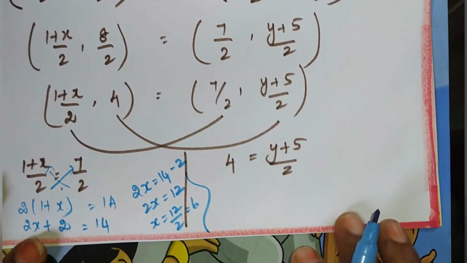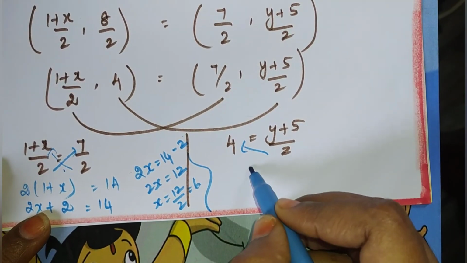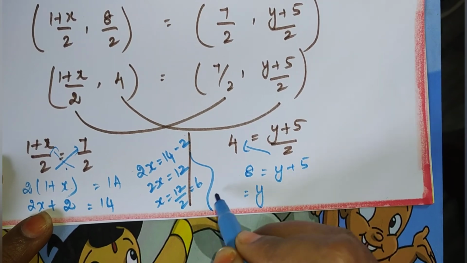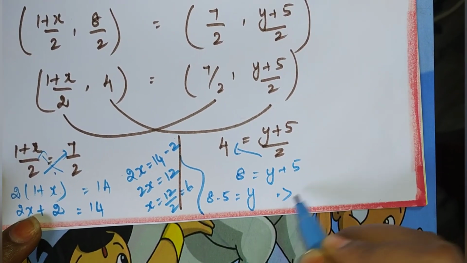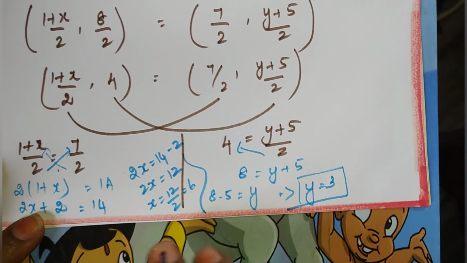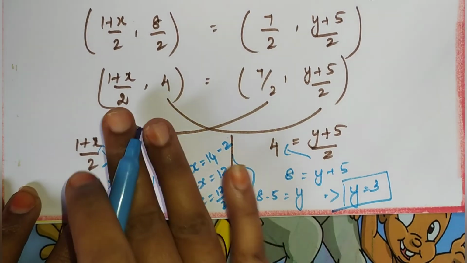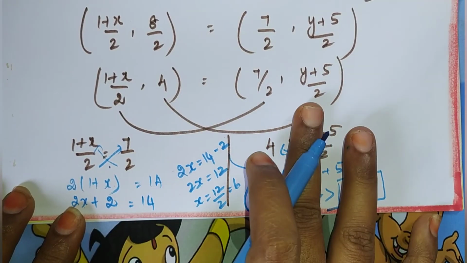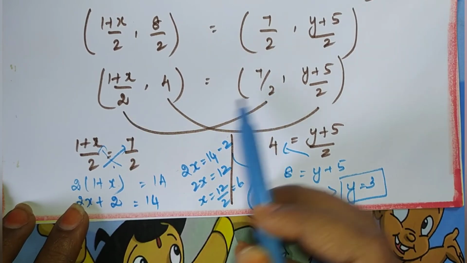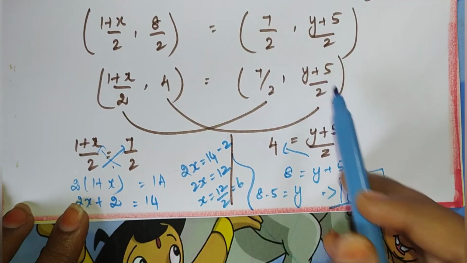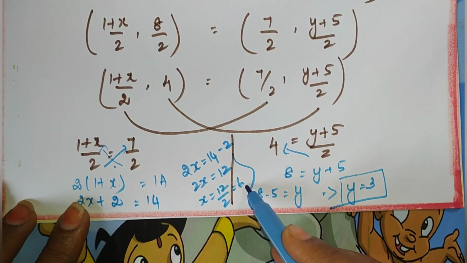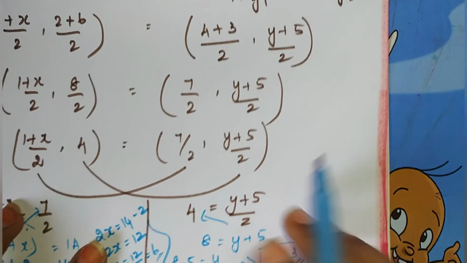Clear, children? Then cross multiply. 8 is equal to y plus 5. Y is equal to 8 minus 5. It implies y is equal to 3. Clear, children? Both are equal. They intersect at the point O only. So if we compare the x coordinate, you will get the x value, and the y coordinate, you will get the y value. So the x value is 6 and the y value is 3.